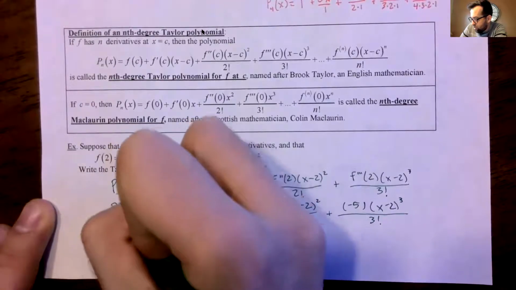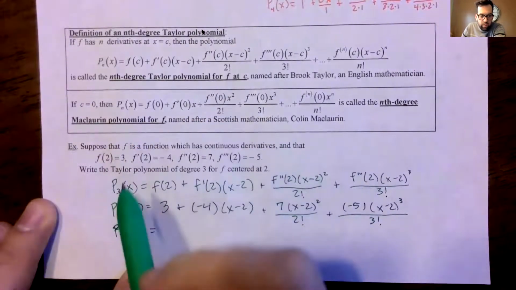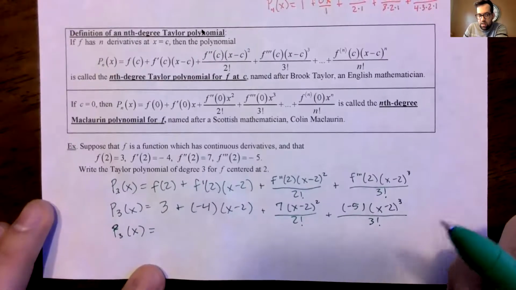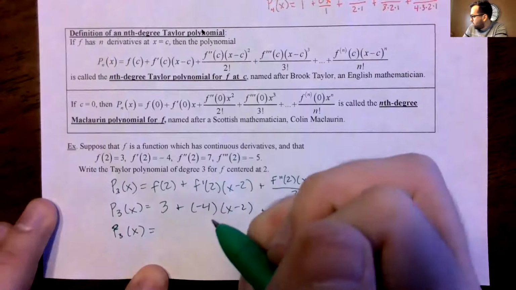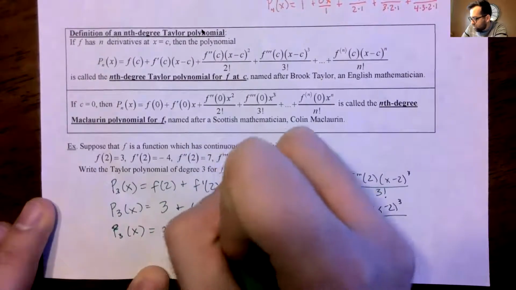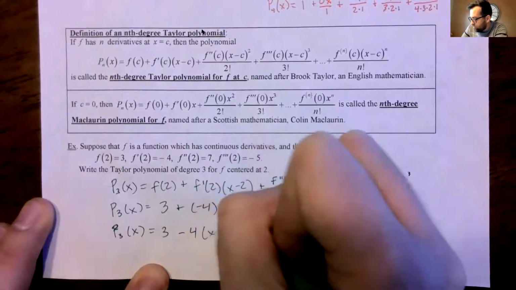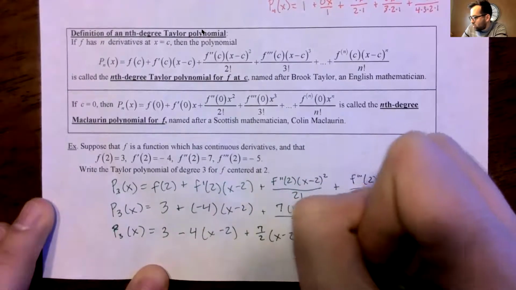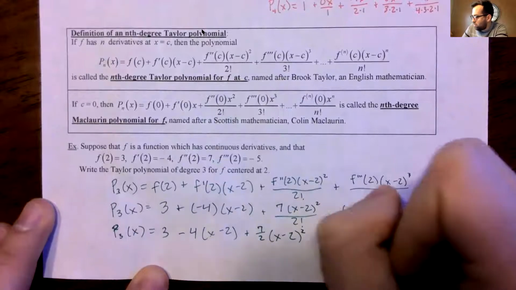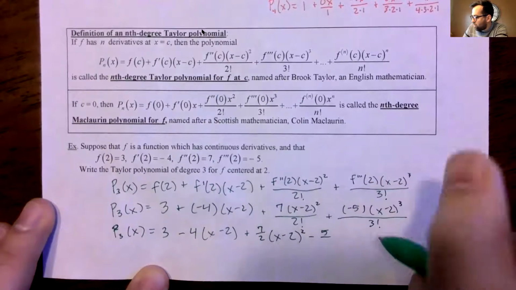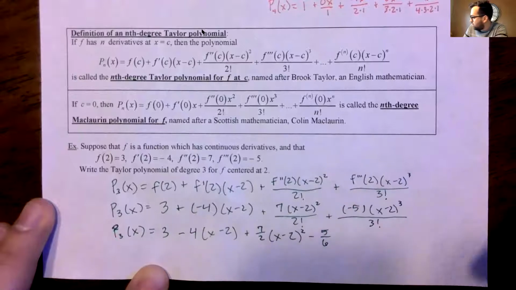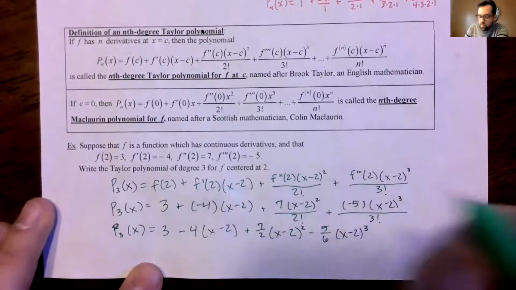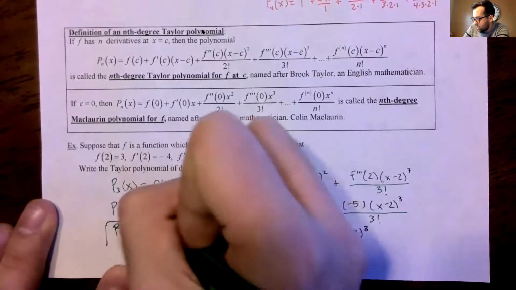So we have the third degree Taylor polynomial. That's how we pronounce this. We just say it's the third degree Taylor polynomial. And so we have 3 minus 4 times x minus 2 plus 7 halves times x minus 2 squared minus 5 over 3 times 2 times 1, which is 6, times x minus 2 cubed. Okay, and that is a great approximation here.